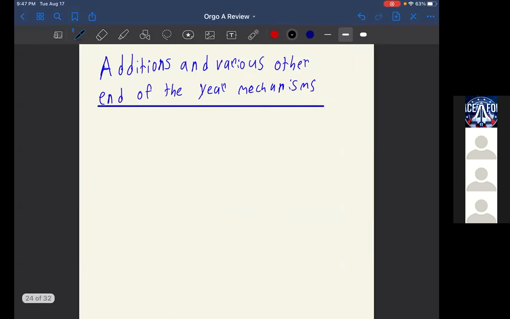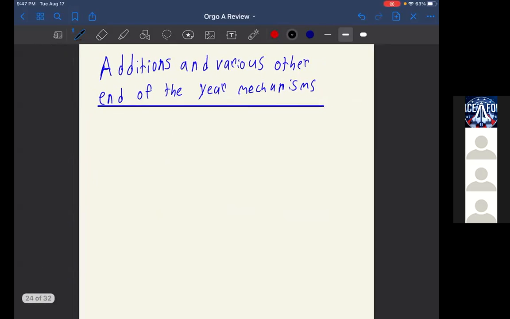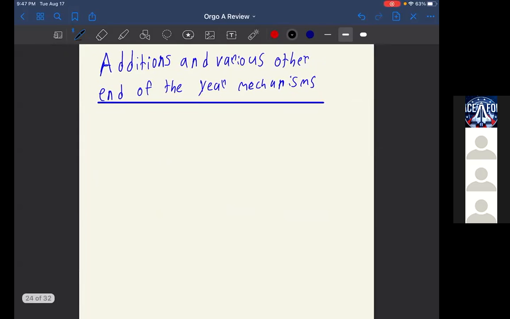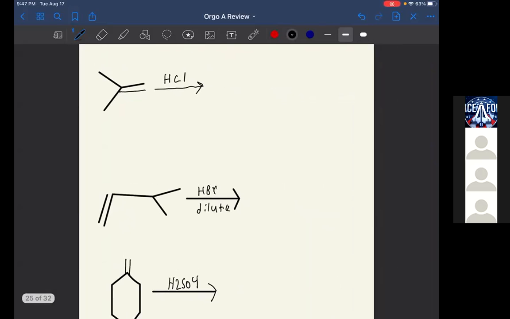Once again, I'm sorry. So I think this is the last thing I have for you guys, just some various additions and various other mechanisms we learned last semester, and then we'll be done. I think there's like 10 to talk about real quick, and there's only one practice problem pertaining to each. So these are addition reactions, and they're not hard at all. All that you have to know is syn addition, anti-addition, and Markovnikov's rule, and then you're golden with these.